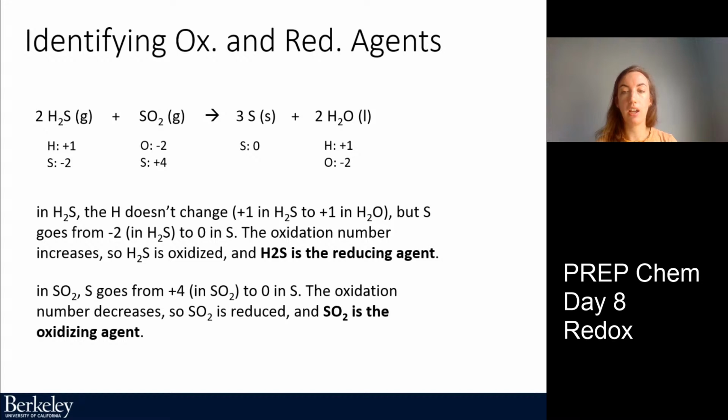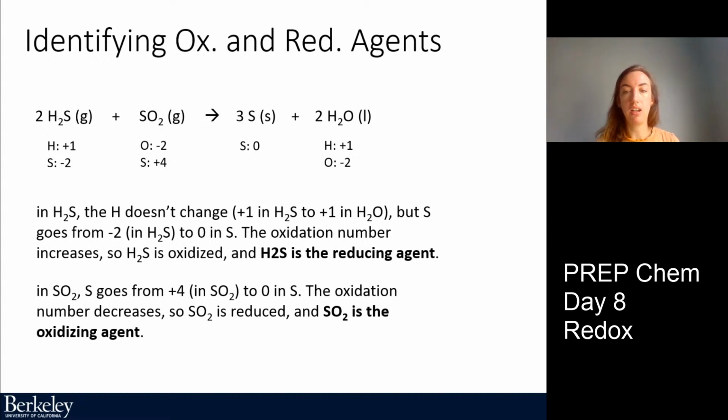Someone in the chat put in a different acronym that works for them. Lose electrons is oxidation, so that's LEO, and gain electrons is reduction, that's GER. If that works better for you than OIL RIG, then remember it that way. There's no correct way to remember it. It's just that OIL RIG, oxidation is loss, reduction is gain, has been burned into my brain. But if you remember it a different way, as long as it works for you, that is totally fine.